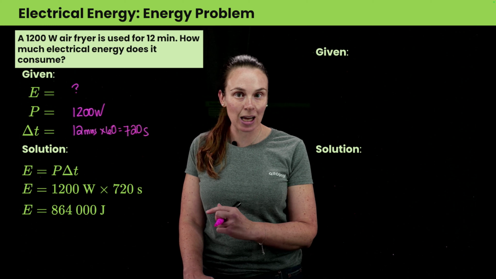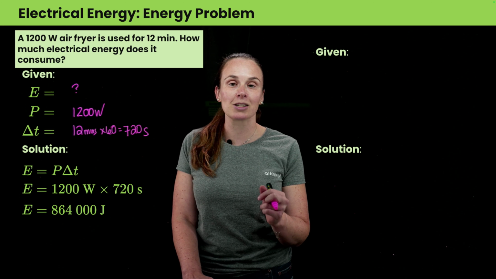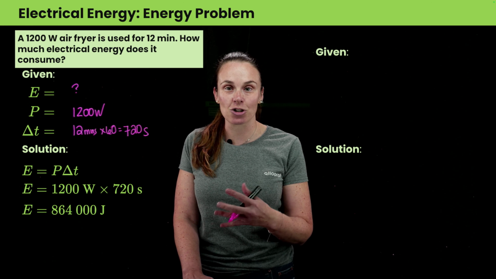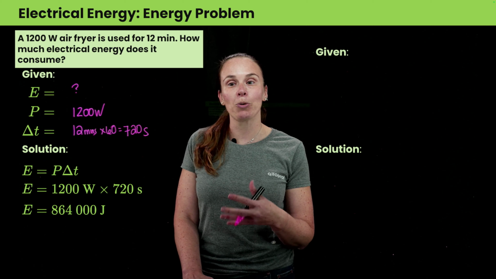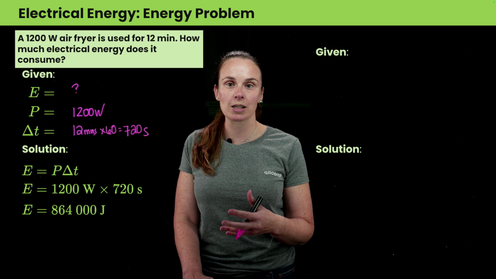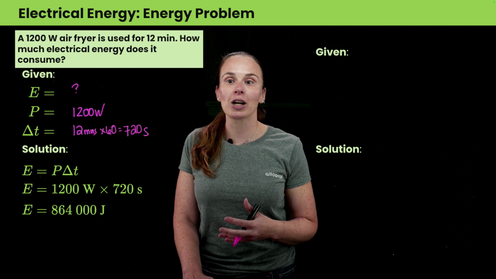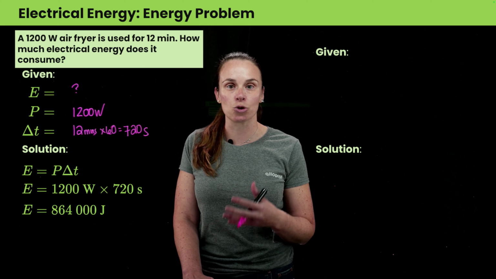Now you remember in that table in the last slide, I said watts and seconds go together and they turn into energy, which is measured in joules. So if you put 1200 watts times 720 seconds in your calculator, you're going to get 864,000 joules.